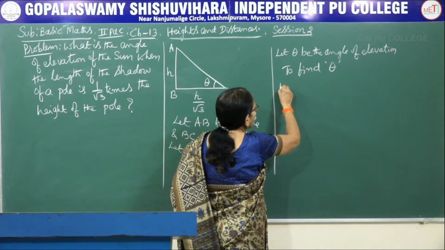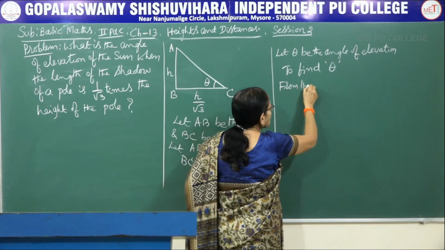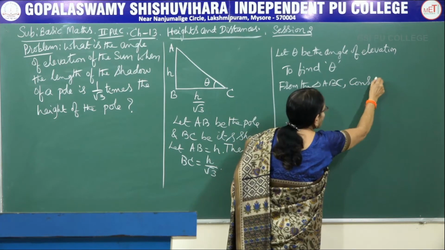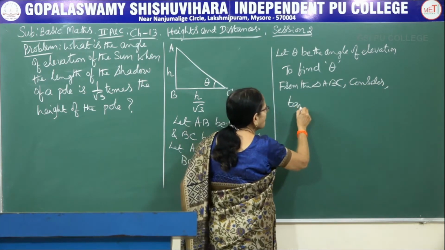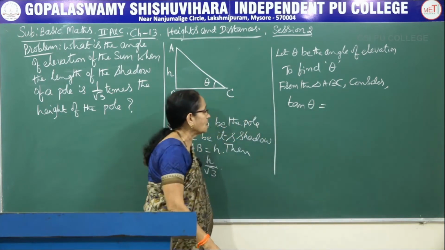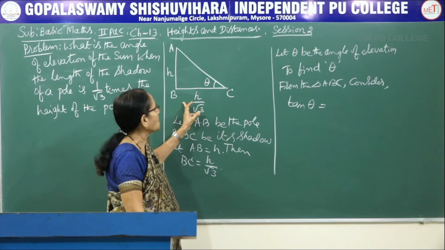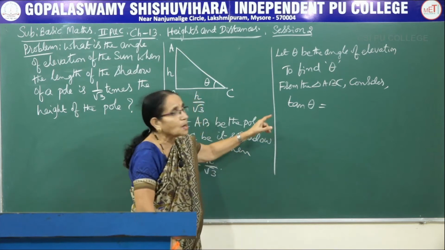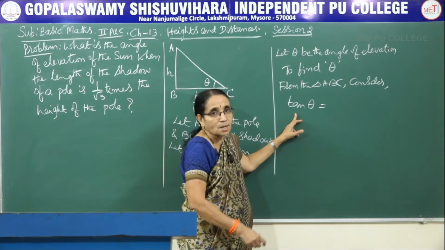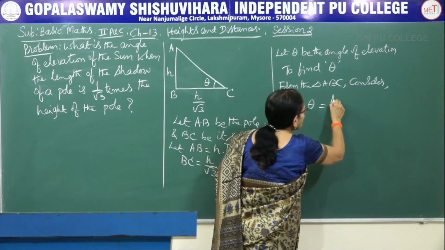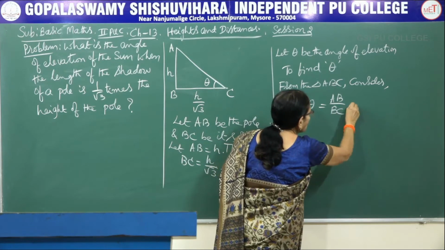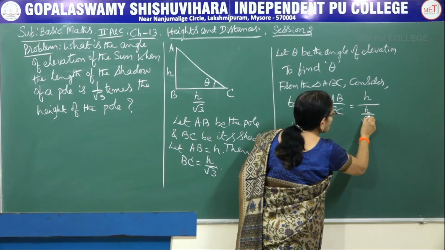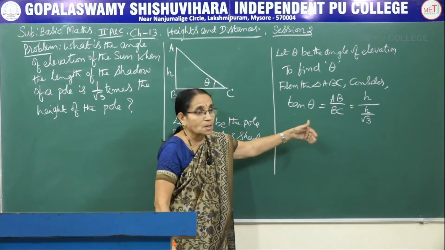Now from the triangle ABC, consider tan theta, that is tan of angle ACB. For theta, I told you already, AB is the opposite side and BC is the adjacent side. That is why I have taken tan theta, because this is the ratio which connects the opposite and the adjacent sides. So this is AB divided by BC. What is AB? AB has been taken as H and BC has been taken as H by root 3. This is the condition that has been given.